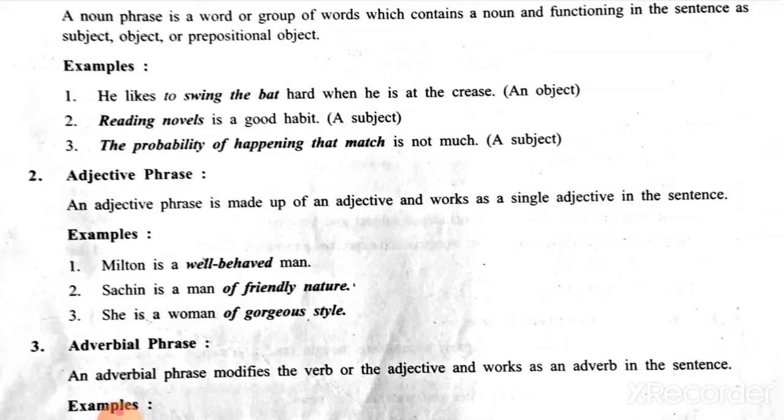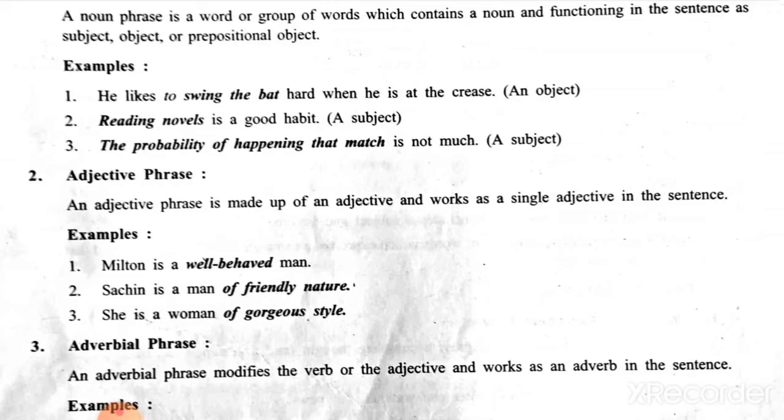An adjective phrase is made up of an adjective and works as a single adjective in the sentence. Milton is a well-behaved man. So well-behaved, it is an adjective. Sachin is a man of friendly nature. Of friendly nature is an adjective phrase.